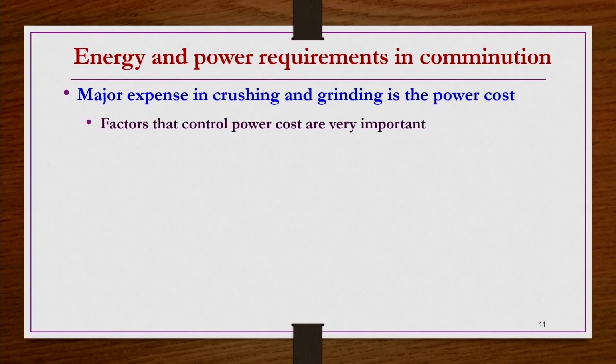Like that, you can see many other equipment also. There are heavy parts which need more power for operating than is required for the actual size reduction. So, that is the reason the major expense in crushing and grinding is the power cost, and that is why the factors that control power cost are very important. One has to find out what the forces controlling the power cost are, and accordingly tune the parameters so that the power expenses can be reduced.